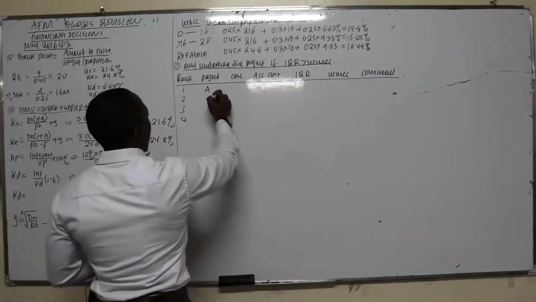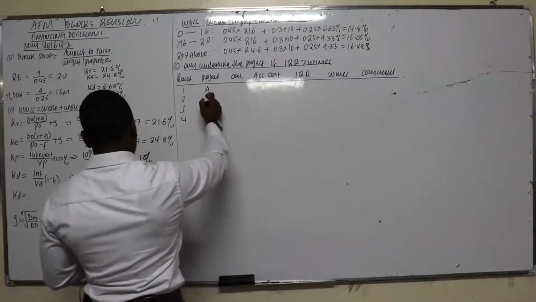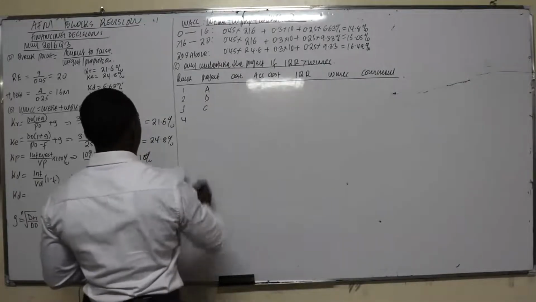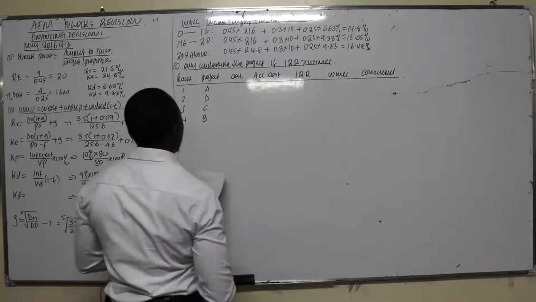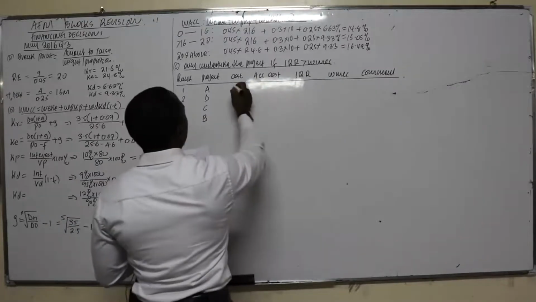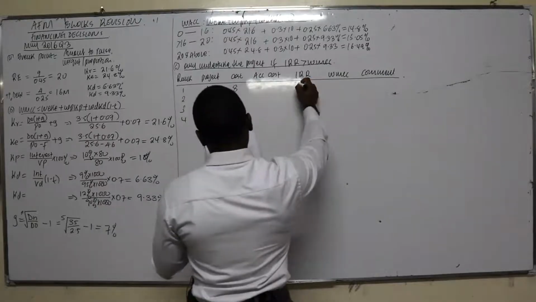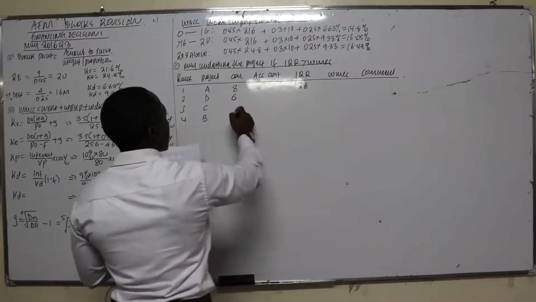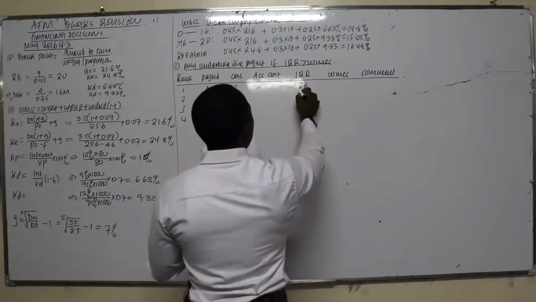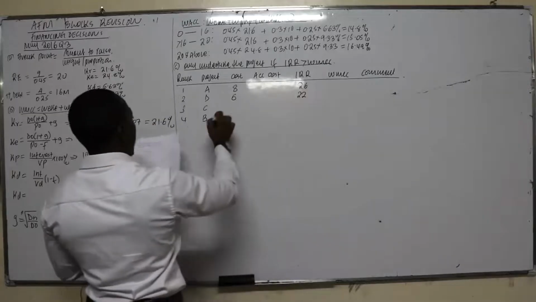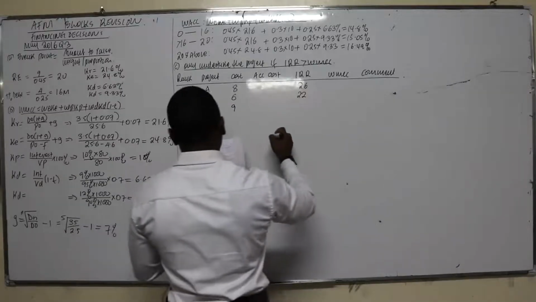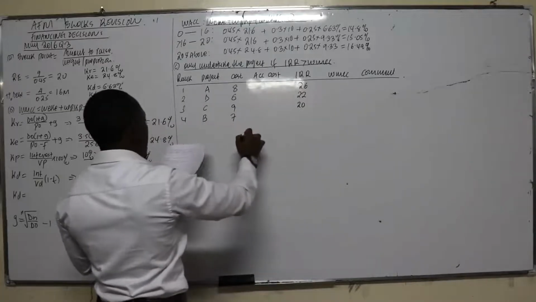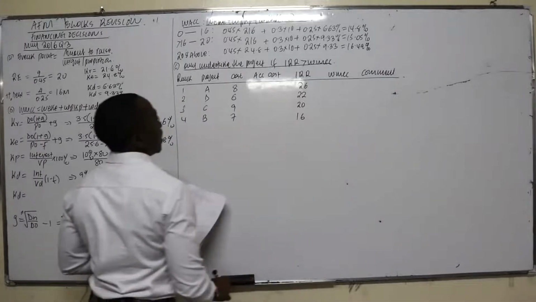A, D, C, and then B. A requires a cost of 8 and its IRR is 26. D requires a capital of 6, IRR is 22. C requires a capital of 9, IRR is 20. And then lastly, B requires 7, IRR is 16. Now let's accumulate the cost.